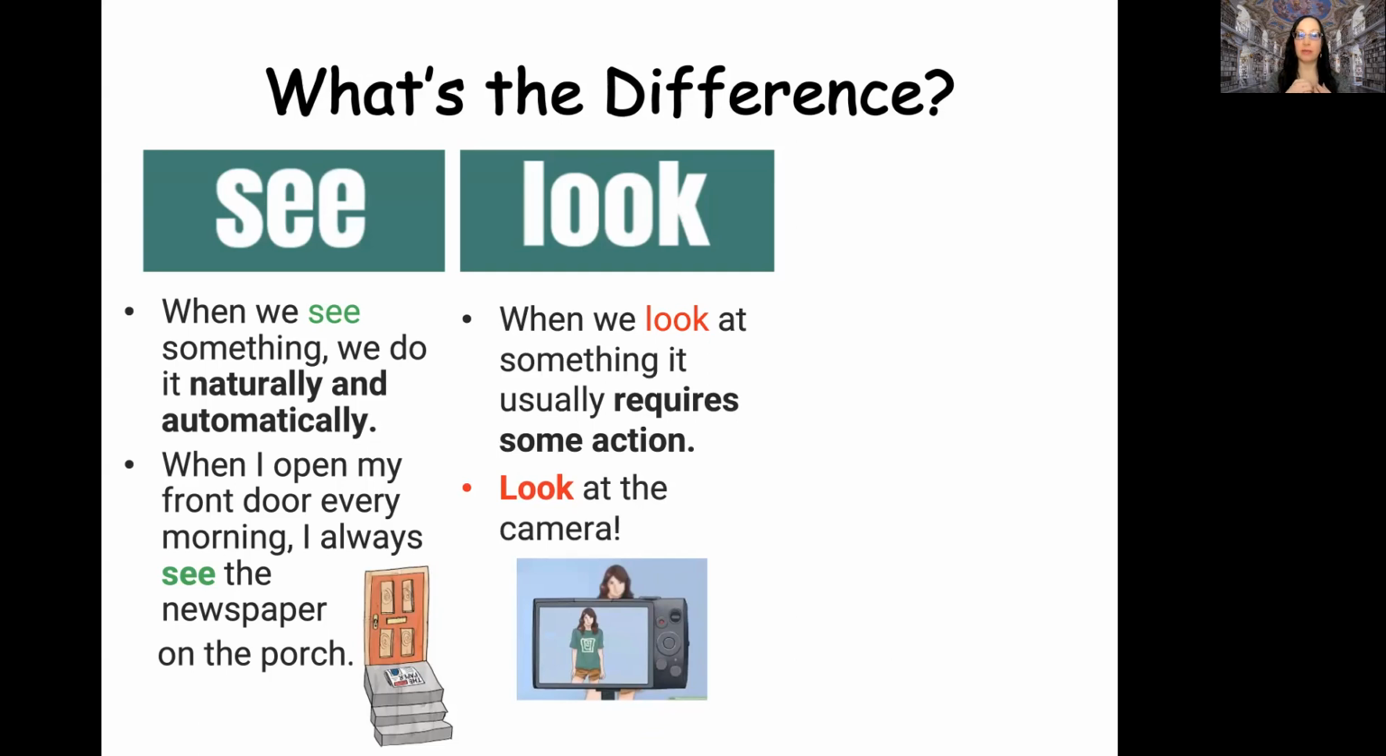You see the newspaper on the porch because you open up the door and you see naturally and automatically that the newspaper is on the porch or on the stoop. Now, someone says, look at the camera because they're telling you to do it. Look at the camera. I'm telling you to do it. So it requires some action.